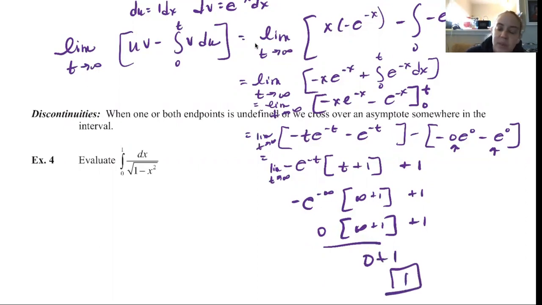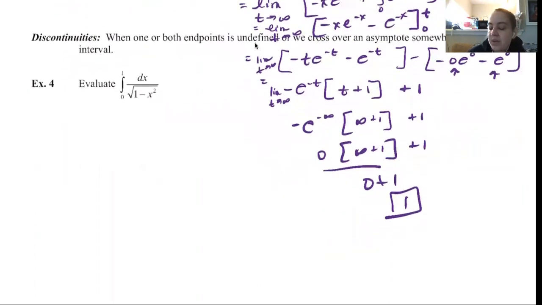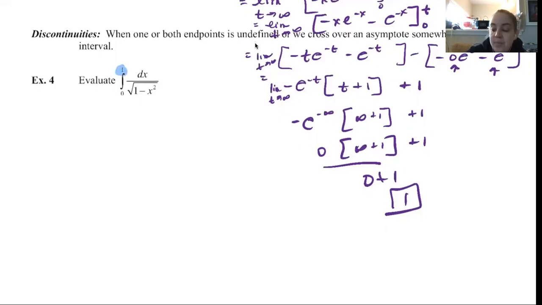Discontinuities: when one or both endpoints is undefined or we cross over an asymptote somewhere in the interval. This is where we could have a discontinuity. So when you look at number 4, it actually doesn't look too bad. You're like, okay, I've got a 1 minus x squared. Maybe you know what that is. It's on the golden ticket, but this would be inverse sine. The 0 is actually just fine. Your issue here is the 1. Because if you put 1 in place of x, 1 squared is 1 and 1 minus 1 is 0, you're actually dividing by 0, which doesn't work, so it's not part of the domain.